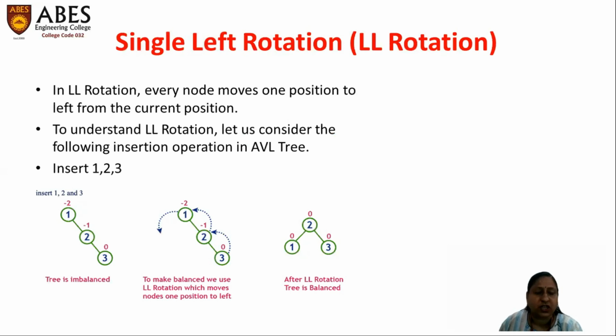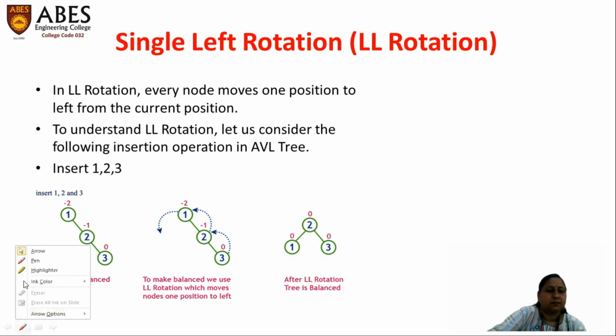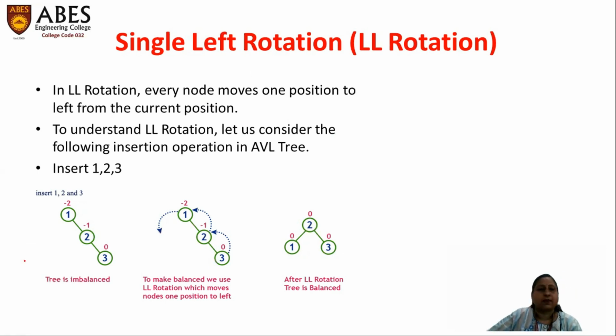In the left rotation, every node moves one position to the left from the current position. To understand left rotation, let's consider the following insertion operation in an AVL tree. And that is what? See what we are doing here. We are inserting nodes one by one. First, we have taken 1, inserted.